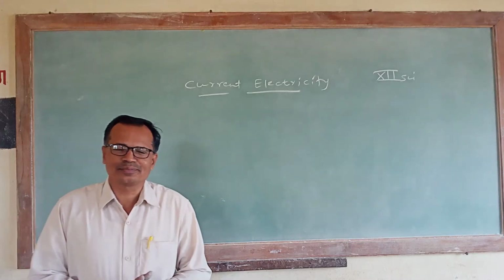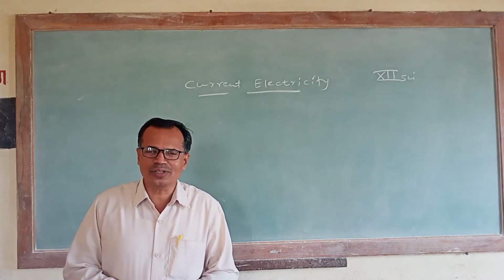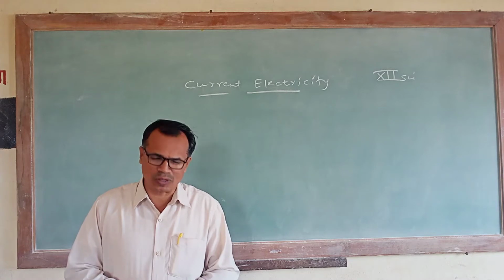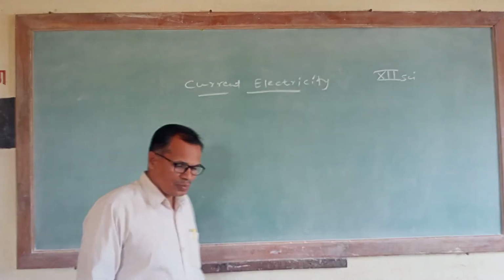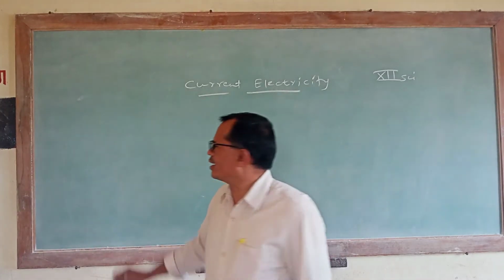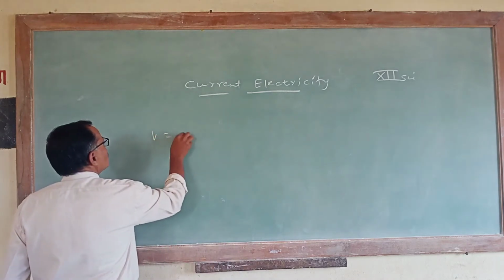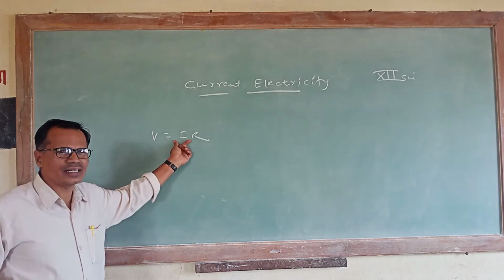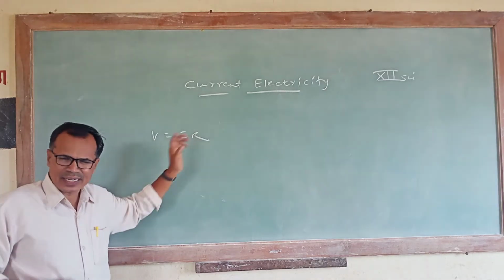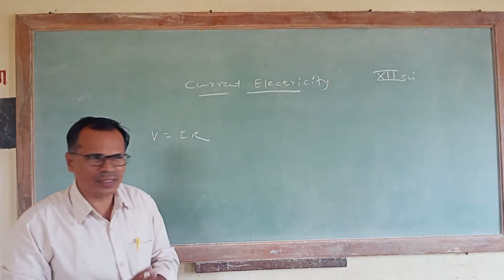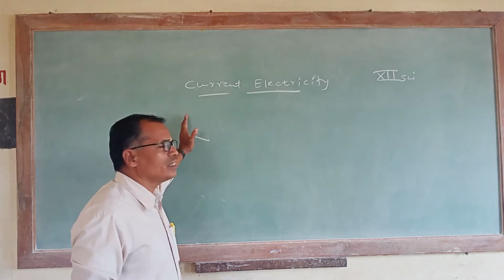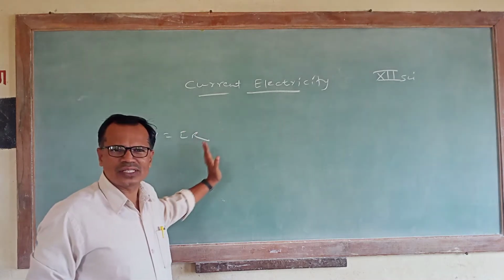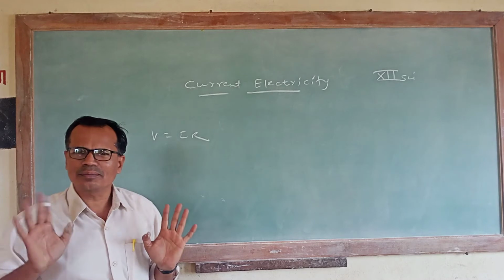Dear friends, in the 11th standard, we have seen Ohm's law. Now, what is Ohm's law? V = IR, which is called Ohm's law. V means potential difference, I means current, and R is the resistance. Ohm's law gives the relation between current, resistance, and the potential difference. That is V = IR.